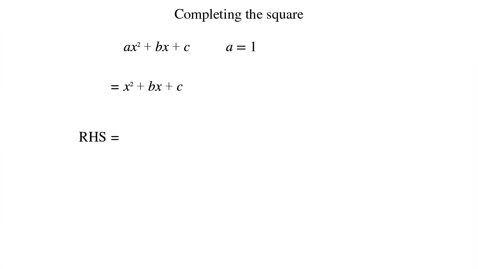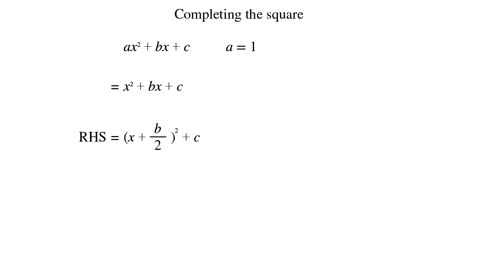Now, the first stage of completing the square is to introduce a bracket like so. We write x plus b over 2 all squared, then we write plus c outside the bracket. We always divide the term in front of the x, which in this case is just b, by 2 when we put it in brackets. We will see why in a minute.